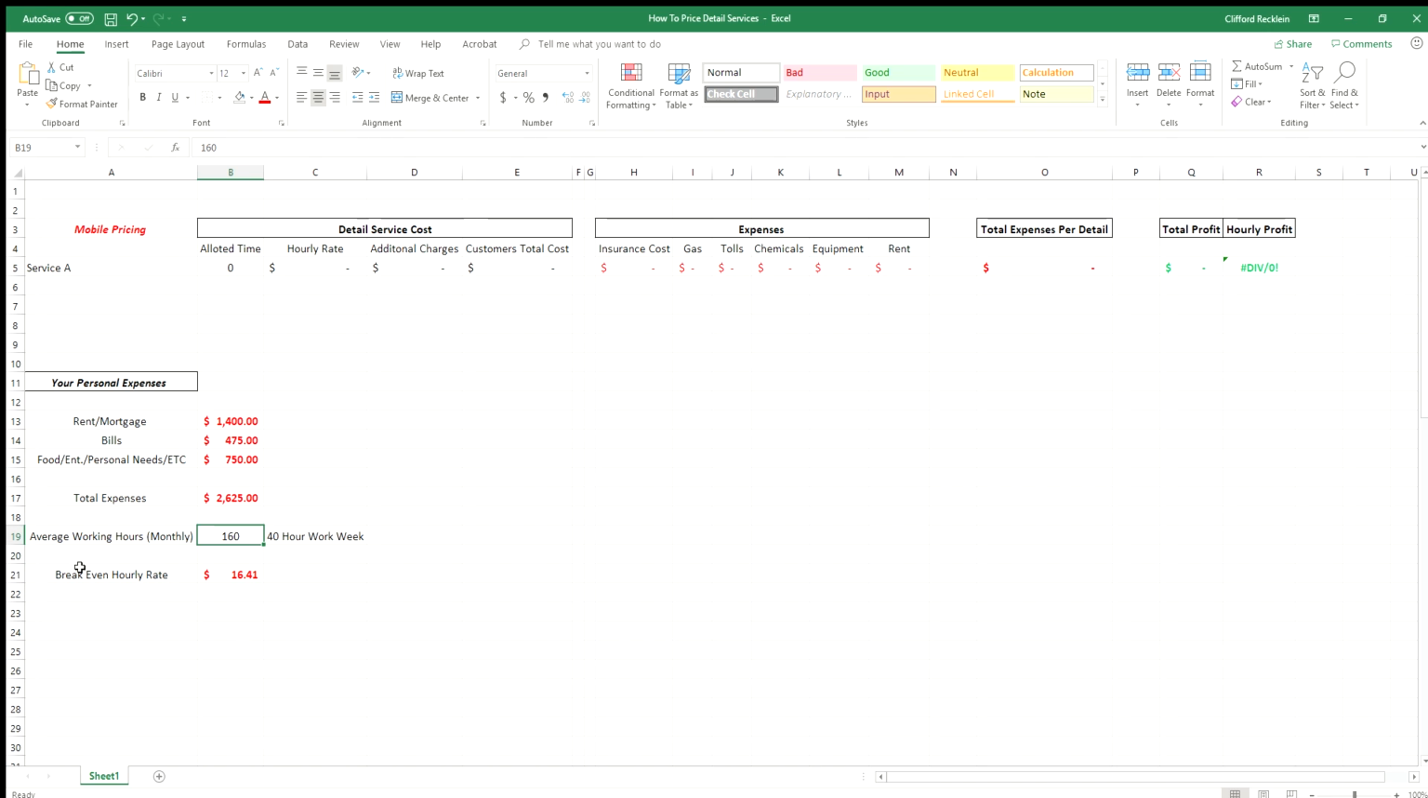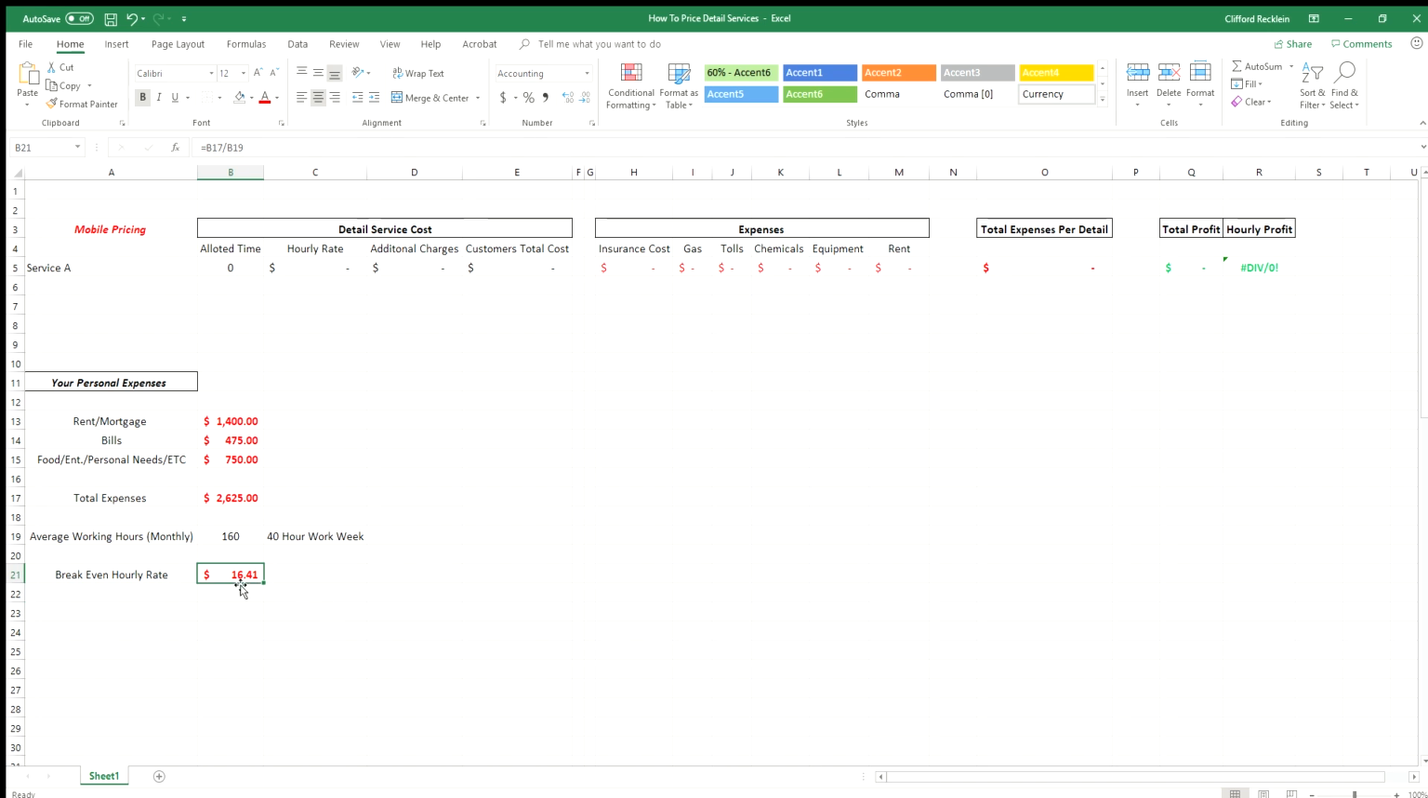And then to find our break-even hourly rate, we're going to take our total expenses, which is $2,625, and divide it by 160. So that's going to come out to $16.41 an hour. So we need to make that an hour for 40 hours for 4 weeks in order for us just to break even to pay our bills. Okay?